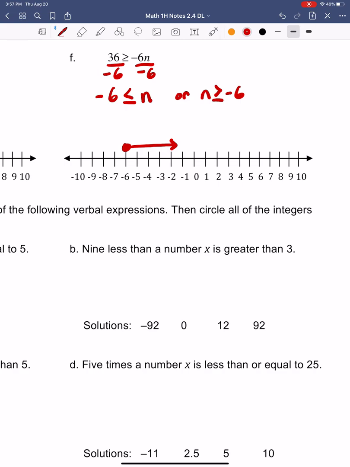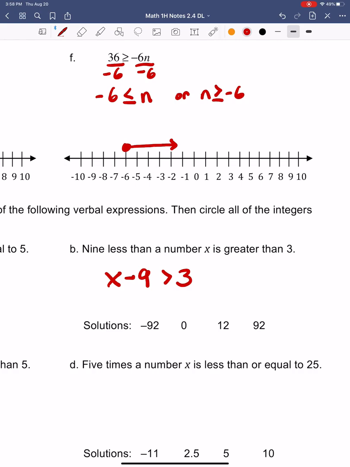Let's go to letter B. This says 9 less than a number x is greater than 3. So we have this number x, but we want 9 less than that, so I'm going to subtract 9 from it, is greater than 3. That "less than a number" phrasing is kind of tricky because we're writing it backwards from how it reads. But we have the number, 9 less than that would mean I'd subtract 9, is greater than 3.